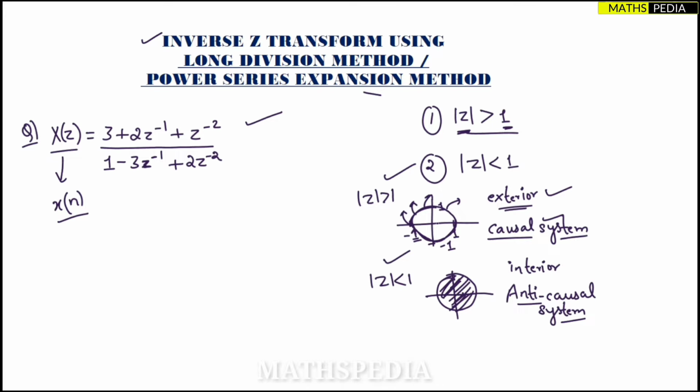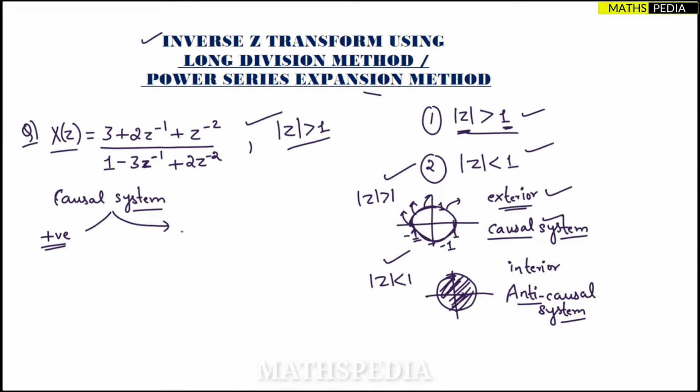Now they might give you both of these to solve, or they will give any one of the conditions. In this question we are going for mod z greater than 1, which means we are going for the causal system. That is the question given. Let us try to understand how we are going to do the division part. For the causal system we can do it in two ways. The first way is making the powers positive. The second way is making the powers negative. Causal system means mod z greater than 1, for that case I am telling.